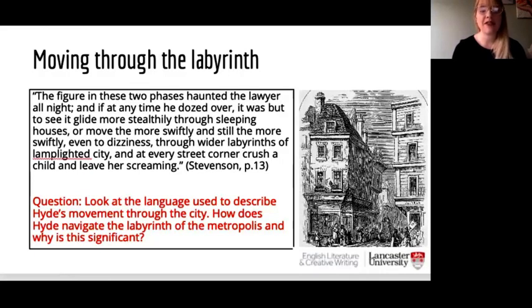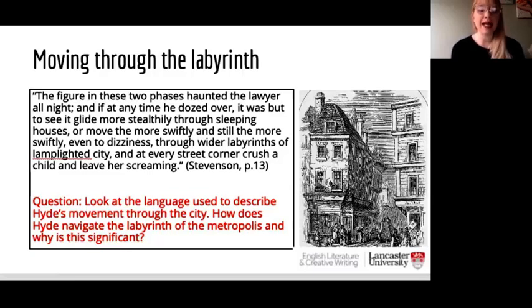Okay, so I just want you to have a think and pause the video here to consider this question. This is slightly more of a close reading activity. I want you to look at the language used here to describe Hyde's movements through the city. How does Hyde navigate the labyrinth of the metropolis, and why is this significant? If you want to press play when you're ready to continue.